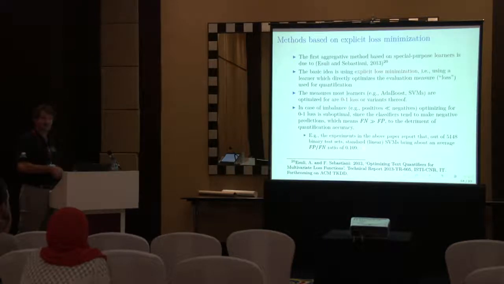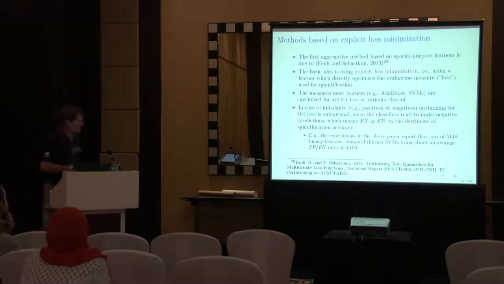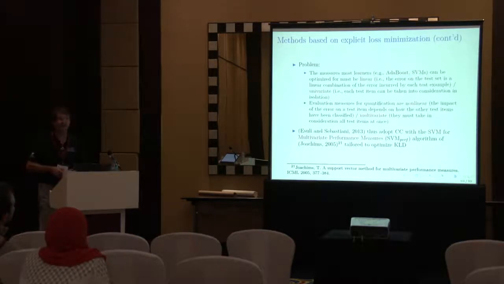We saw this in the results that I reported. On all of these very big datasets, more than 5,000 binary test sets, using optimized linear kernel SVMs brought about an F/N ratio of 0.109, while 1 would have been the optimal. So the idea here is to directly optimize for the measure we are going to use in evaluation.